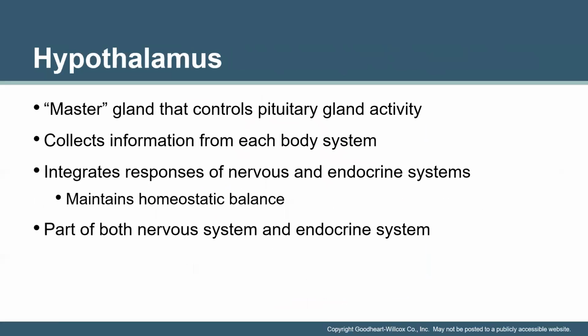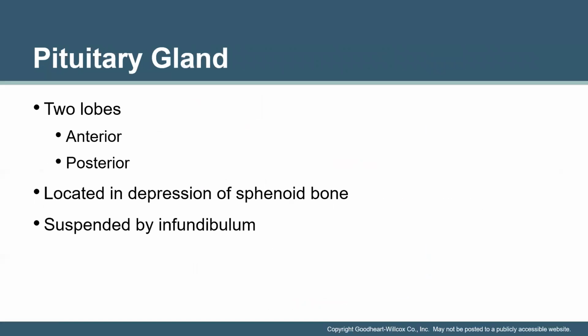Okay, let's go into some of the organs. There's a nice chart on page 283 in your book. You can look over that as we go through this. So the pituitary gland, I already mentioned, has an anterior and posterior lobe. It is located within the sphenoid bone. If you recall back in our bone identification, we had a depression in the sphenoid bone called the sella turcica, and it's right in there.